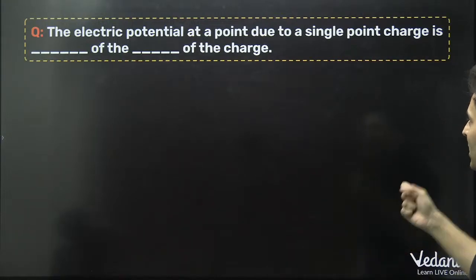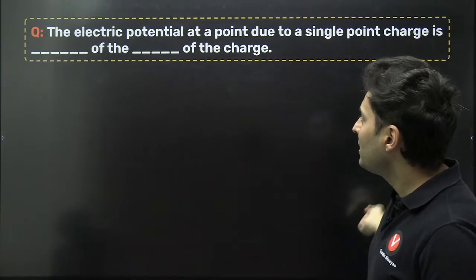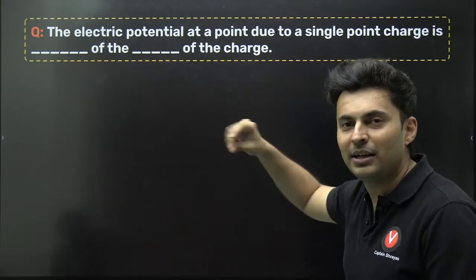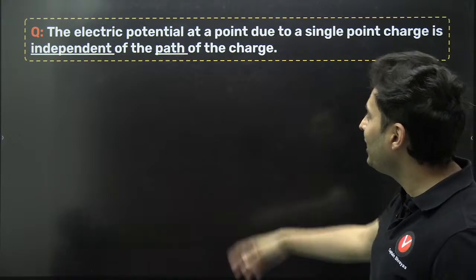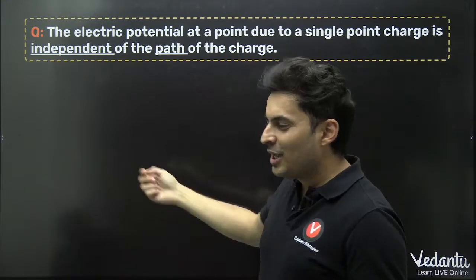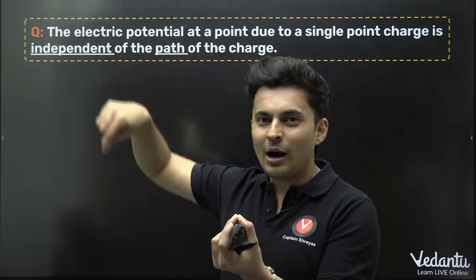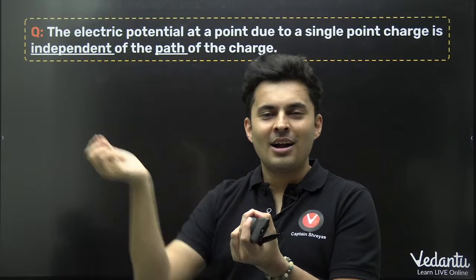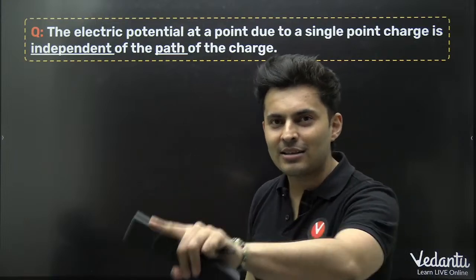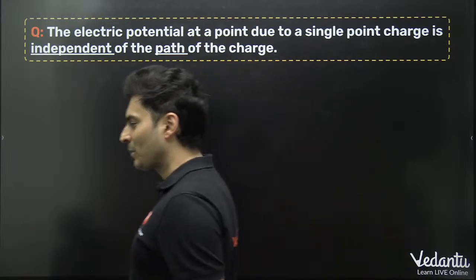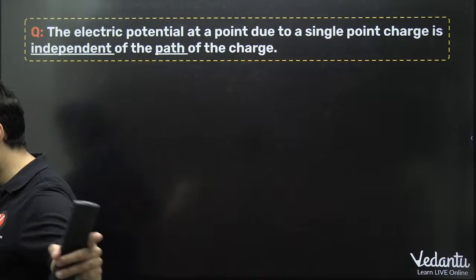Electric potential at a point due to a single charge is independent. Oh, the word came naturally in my head. Oh, independent of the path of the charge. Yes, if you get to a point, no matter how you come to that point, it doesn't matter how you come, independent of the path taken by the charge, as long as you come to the same point. Yes, independent. Yeah, confused, right?